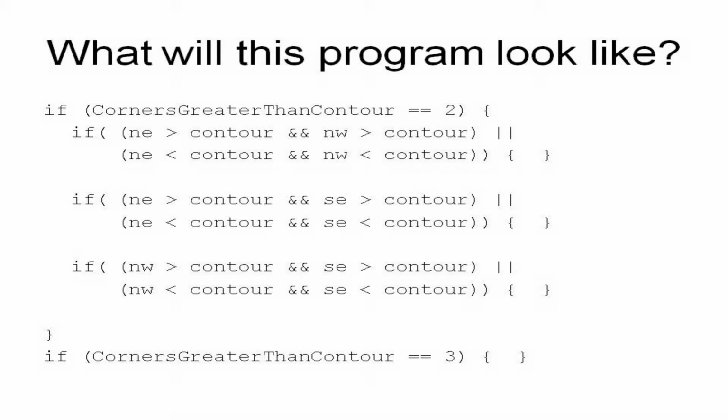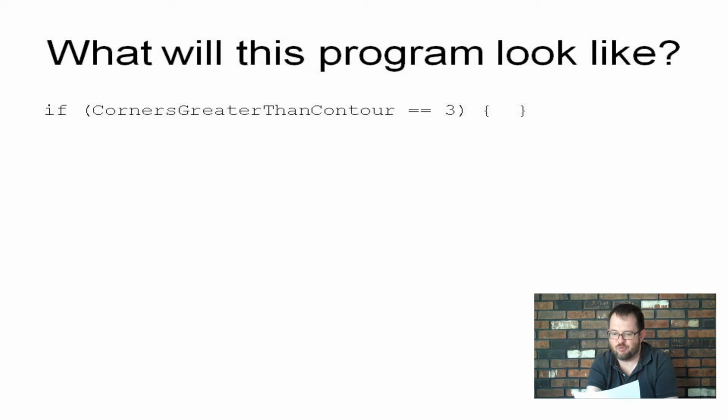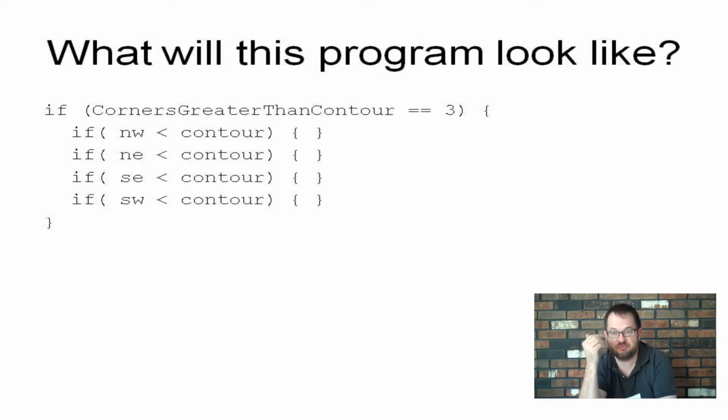So, because that's kind of a tangled little bit of logic, I give you that explicitly right there. And of course, then there's also the possibility of what if the number of corners greater than contour is equal to 3? Well, that has 4 possibilities within it. It could be that the only one less than the contour line is northwest, or northeast, or southeast, or southwest. So there's 4 possibilities here.